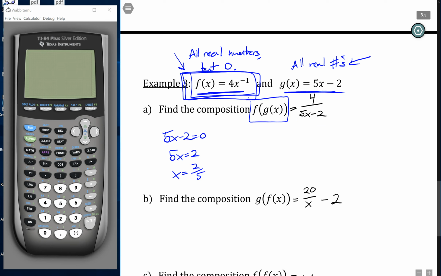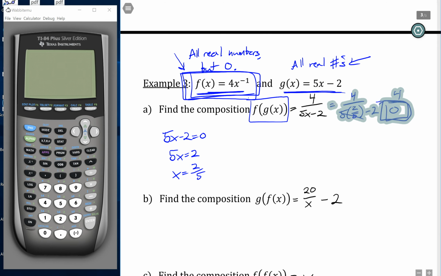And let me just illustrate that by plugging it in. If I go 4 over 5 times 2 over 5 minus 2, well, 5 times 2 over 5 is just 2, and 2 minus 2 is 0. So I have 4 over 0. Notice this 0 is the exact thing I couldn't plug into f. But now the thing that makes me get a 0 on the bottom is actually this 2 over 5.